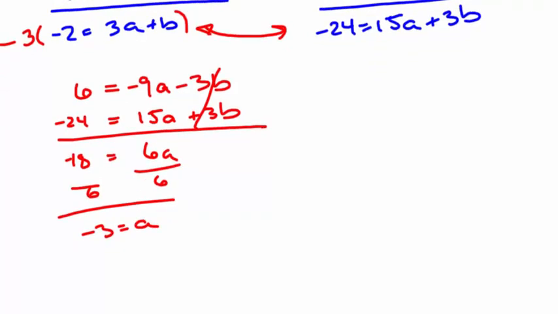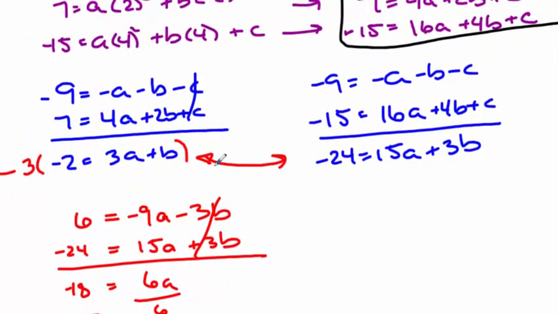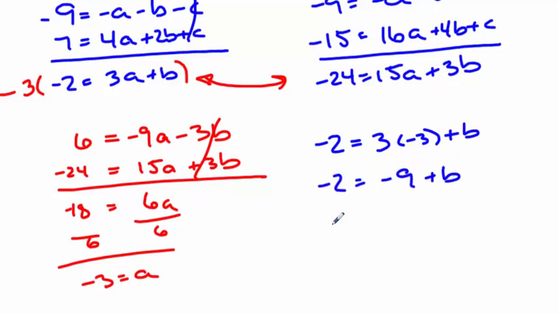Now that I have the value of a, I want to use one of the equations that only has a and b, so I need to use one of the ones I found here in blue. Let's go ahead and use the first one. So we're going to use negative 2 equals 3 times negative 3 plus b. Negative 2 equals negative 9 plus b. And if you add 9 to both sides, you're going to find that your b value is 7.